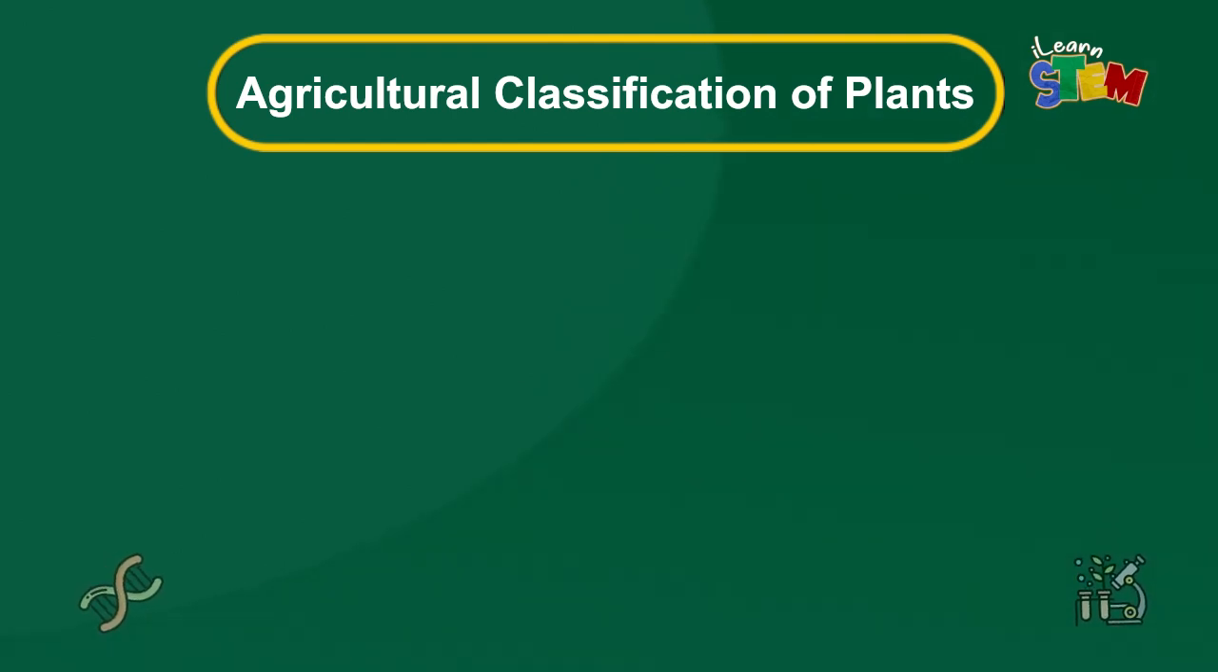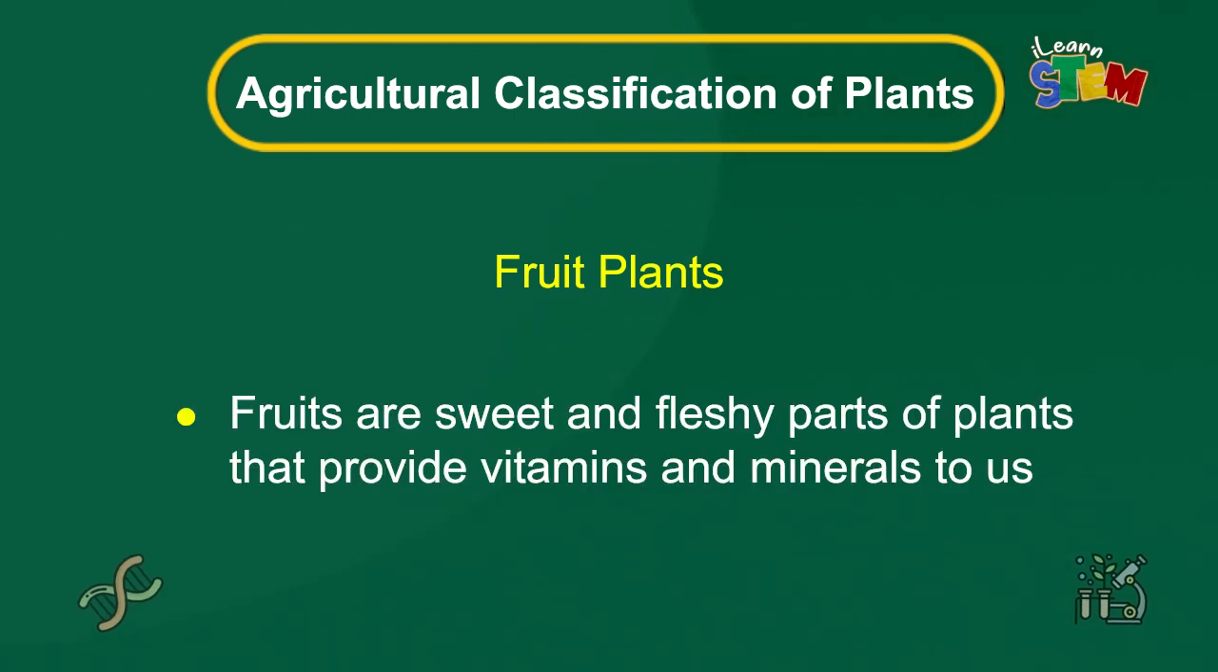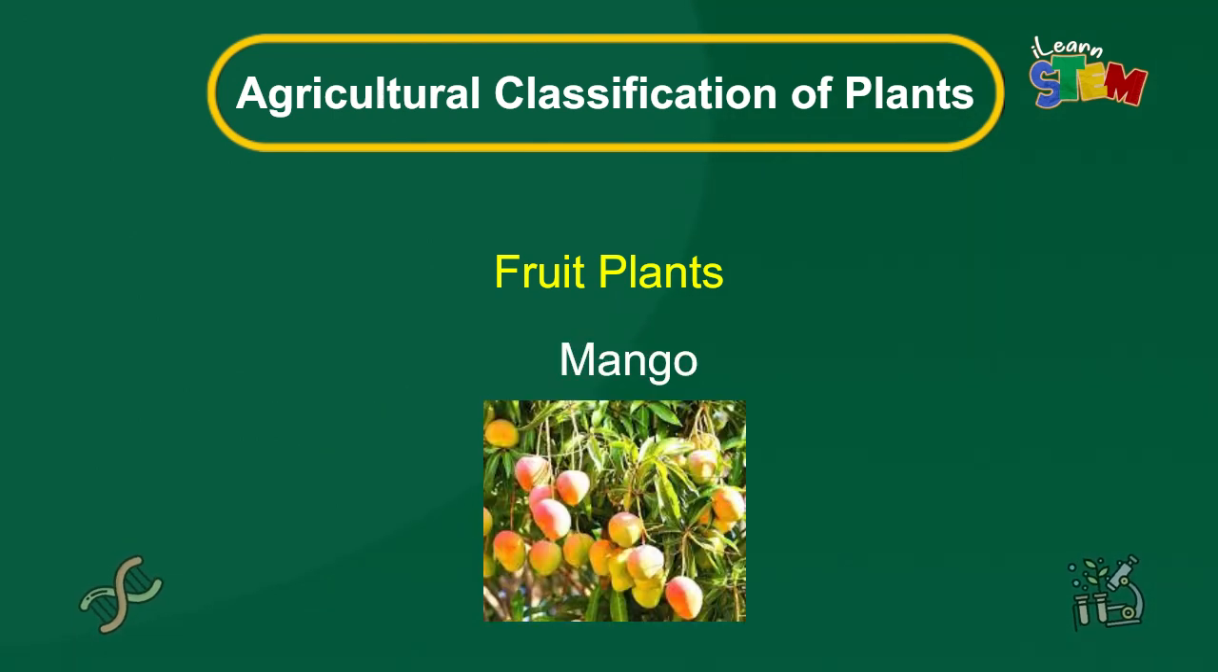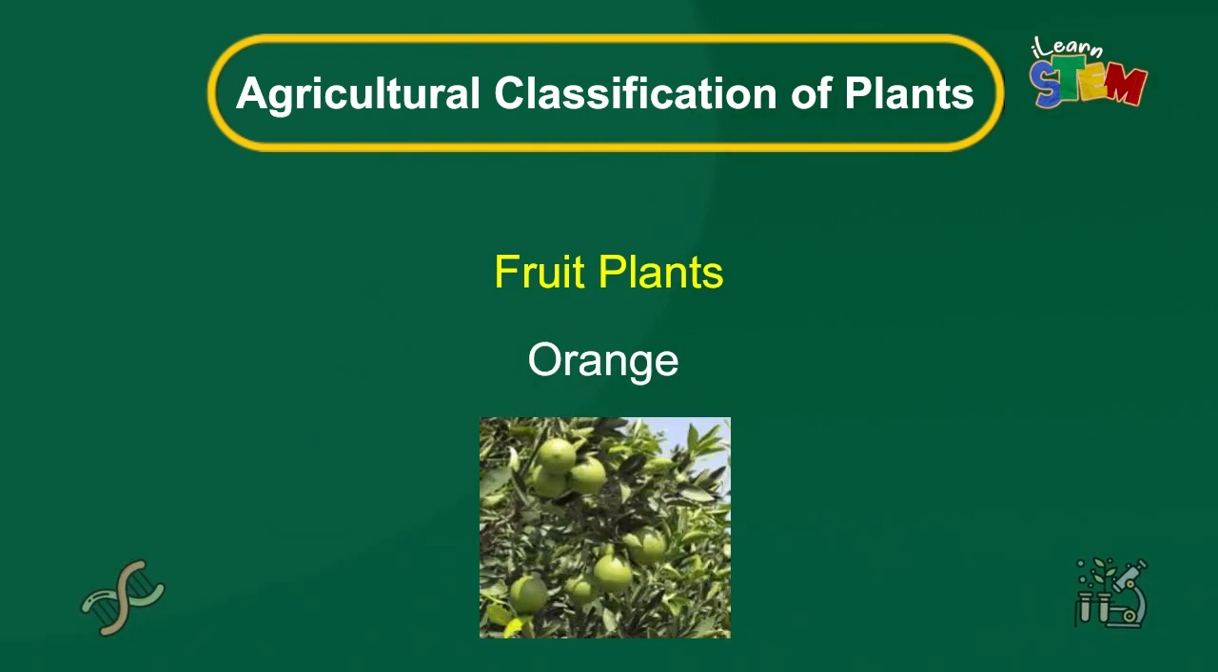Next, we will look at fruit plants. Fruits are sweet and fleshy parts of plants that provide vitamins and minerals to us. Examples are mango, pineapple, orange, and many more.